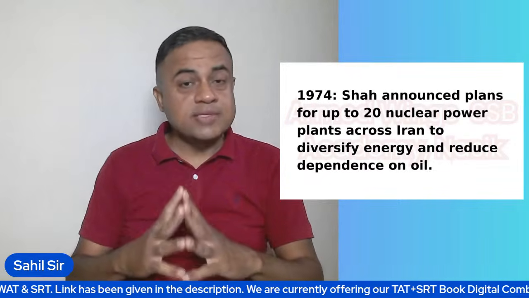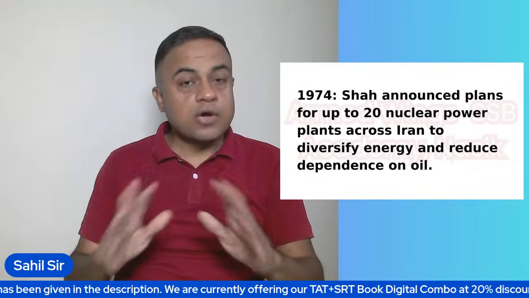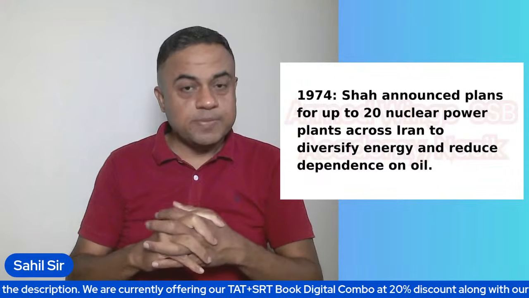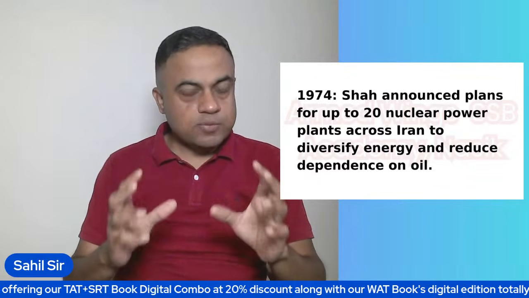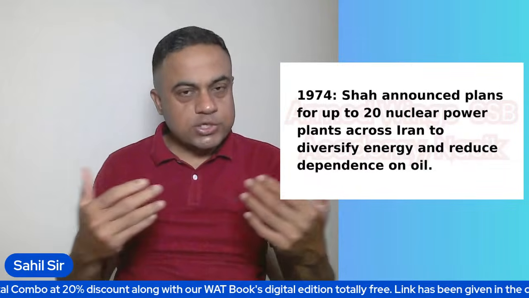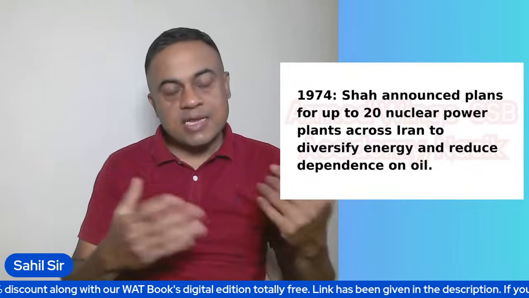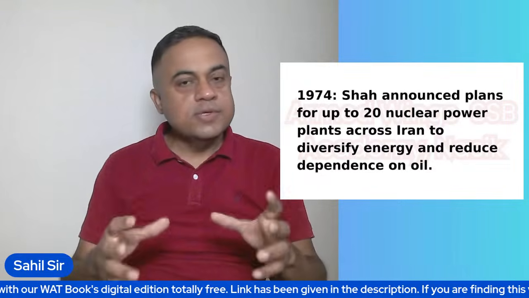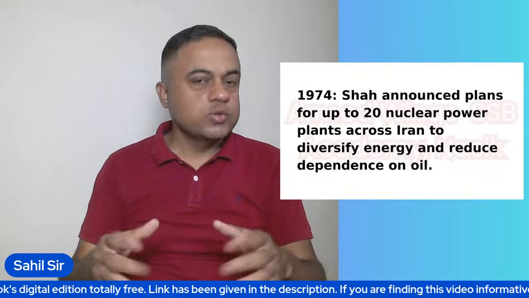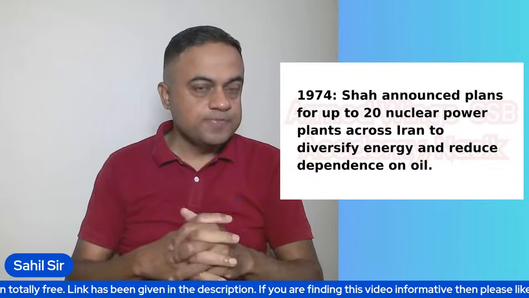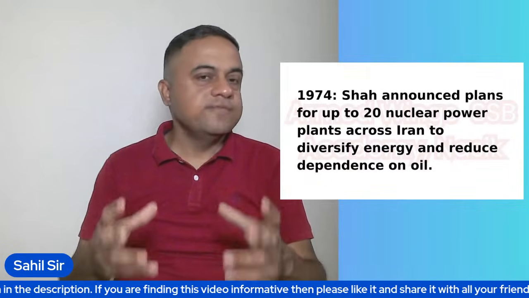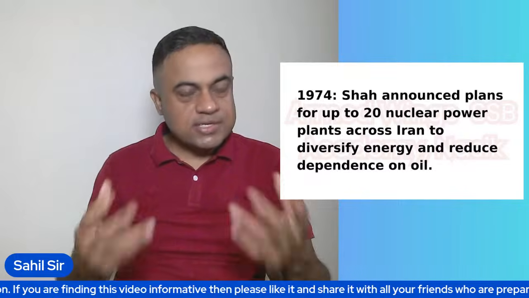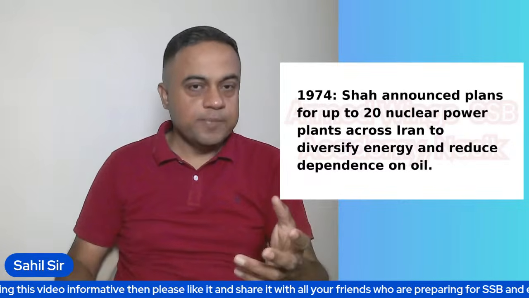In 1974, the Shah announced plans for up to 20 nuclear power plants across Iran to diversify energy and reduce dependence on oil. Now, Iran was a very small country at that point of time in terms of population, and 20 nuclear reactors were totally unnecessary. That was the general view of the people of Iran. Second, as I had explained in yesterday's session, Iran was self-sufficient in terms of energy. There was no requirement to build nuclear power plants. So this was seen as an attempt by the Western countries to just loot Iran financially by making it develop projects which were totally unwarranted.